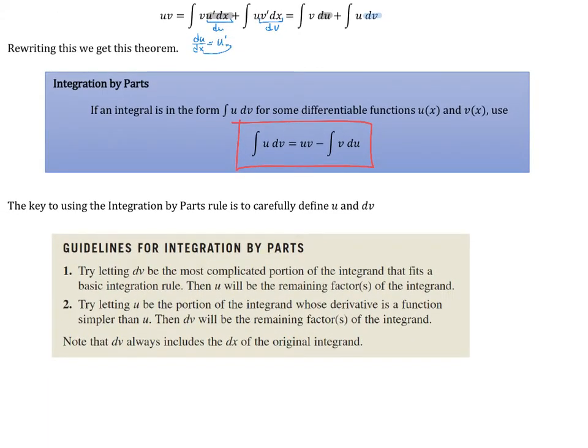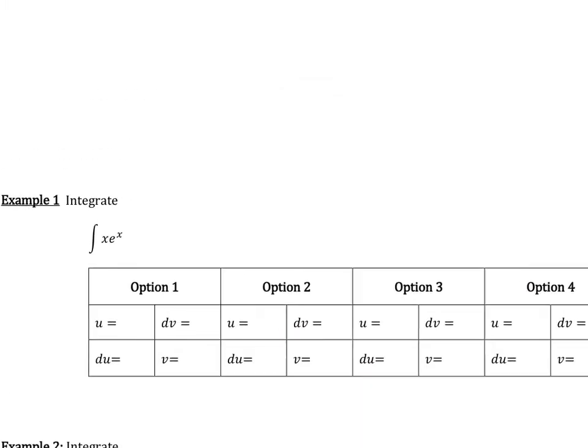All right, so some guidelines here. The key is going to be picking what u and dv are. That's the key. We've got to carefully do that. So some thoughts here. We might try letting dv be the most complicated part of the integrand here. That fits the basic integration rule, because we're going to have to integrate that. And so let u be the remaining, and then hopefully the u will go away as we take the derivative. So if we let u be the portion of the integrand whose derivative is simpler than u, then dv will be the remaining. We'll see how some examples work here and feel that out. One more little key is that dv always includes the dx. So that's important.